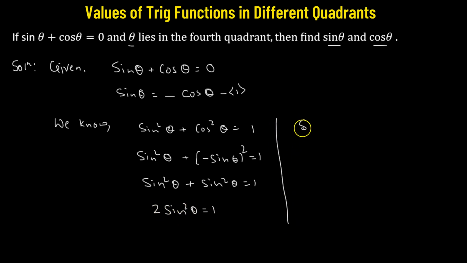Solving this, we get sine squared theta equals half. Taking the square root on both sides, we get sine theta equals plus or minus 1 over square root of 2. Now we're given that theta lies in the fourth quadrant.